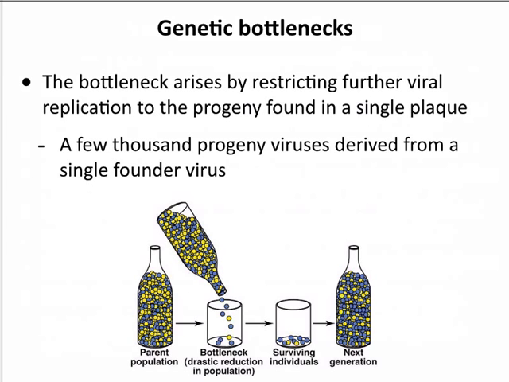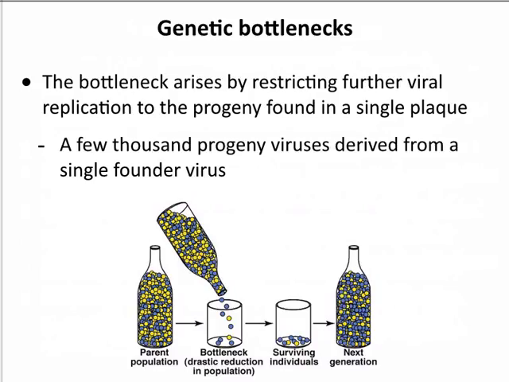Well, the answer lies in the idea of a genetic bottleneck. What we're doing is by picking a single plaque, we're only transferring a small number of virus particles from one culture to another. And maybe a few thousand are in a single plaque as opposed to many, many millions, which would be if you're infecting cells with a liquid stock of virus.